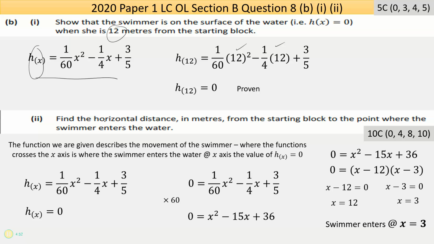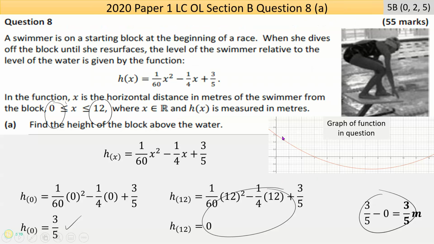But part 2 here says find the horizontal distance, the x value in meters, from the starting block to the point where the swimmer enters the water. Now, there's a lot going on here. If you don't really understand what's happening, this can be a tricky question. Even when you do understand what's going on, it can be a tricky question. But if you can cop that where the swimmer enters the water is on the x-axis, this is actually a graph of the function. So that's your 3/5. That's where it enters the water. So our answer is going to be 2. Actually, I think it's going to be 3 if I look at it more closely.